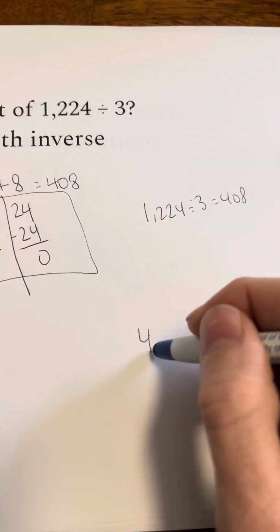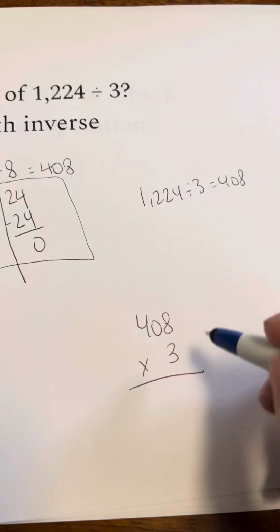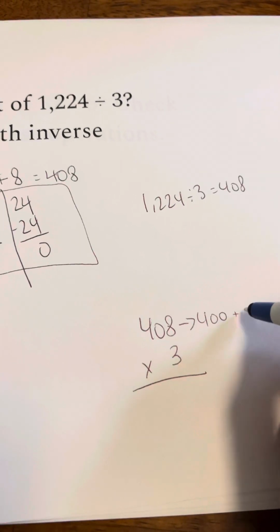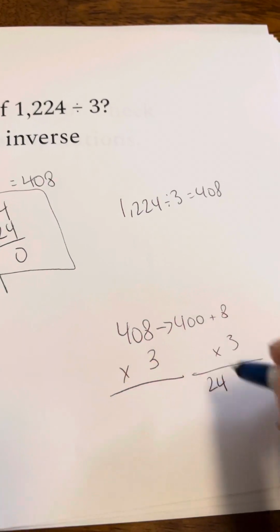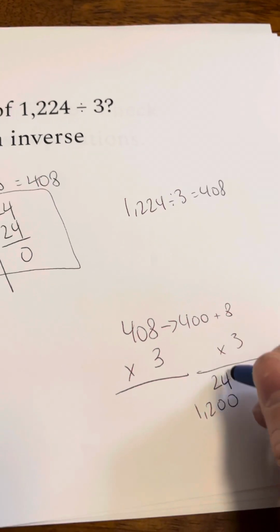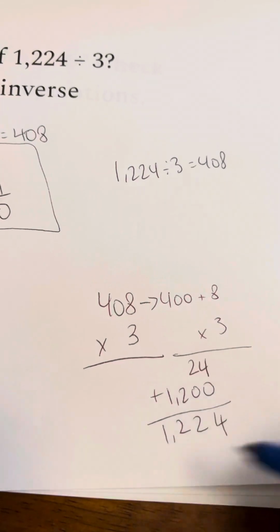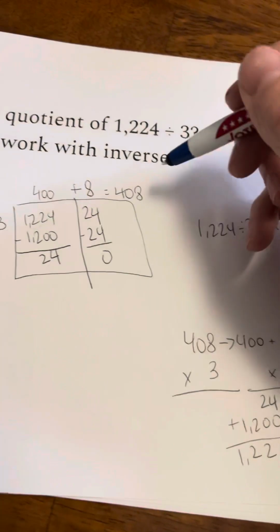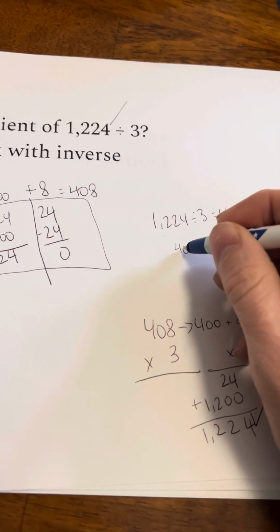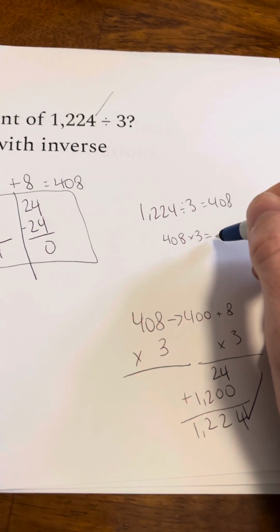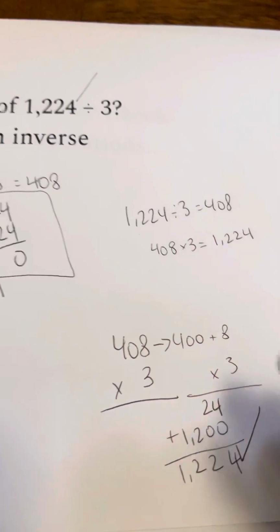So now I'm going to multiply 408 times 3 and check my answer. And this is the same as 400 plus 8, and I'm multiplying both times 3. 8 times 3 is 24. 3 times 400 is 1,200. Making sure to line up my place value carefully. And I get 1,224, which is the same as my starting number. Right? So if this divided by this is this, then I can say that this is true also. Here's a little fact family.